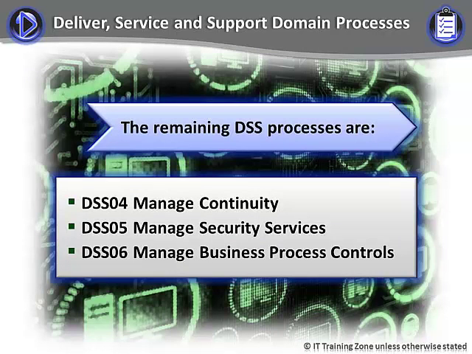The other DSS processes are DSS 04, Manage Continuity; DSS 05, Manage Security Services; and DSS 06, Manage Business Process Controls. The process defines and maintains appropriate business process controls to ensure that information related to and processed by in-house or outsourced business processes satisfies all relevant information control requirements.